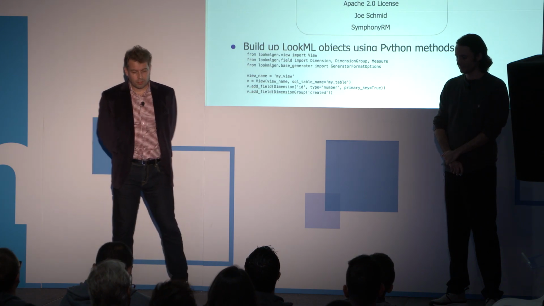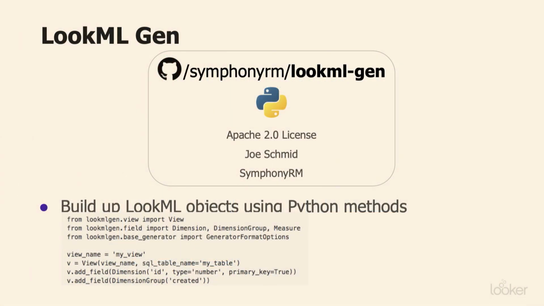OK, the next one is LookML Gen. So this is not quite as advanced, but it has the right structure. So you can create a view object, you can add in your dimensions, and then ask it to write out the LookML file. There's only a few kinds of fields and attributes, but the structure is all there to be able to extend it to make it much more rich and robust.